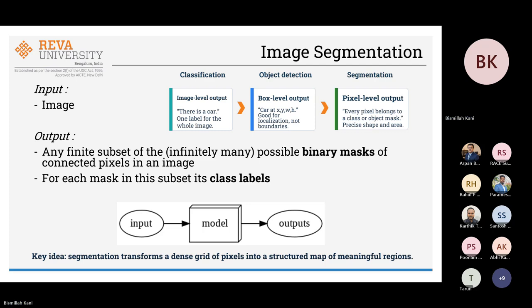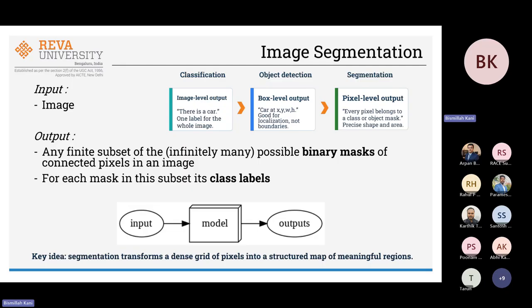So in image segmentation, what is the input? It's nothing but an image. It could also be a video. It could also be a 3D image. It could also be LiDAR data or whatever, right? But for simplicity's sake, I have taken an image.